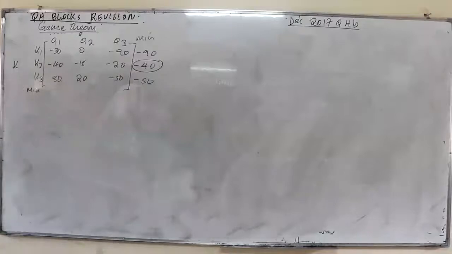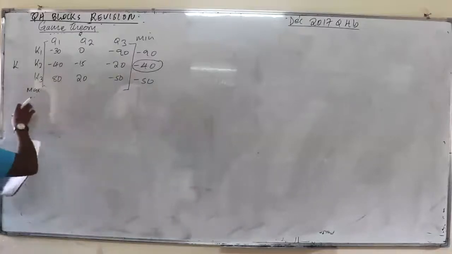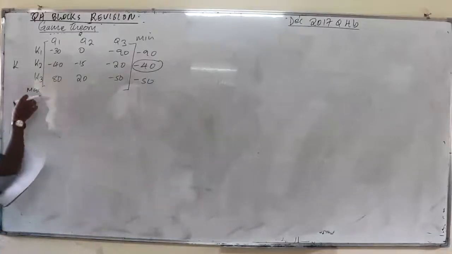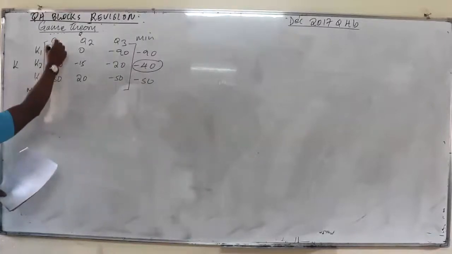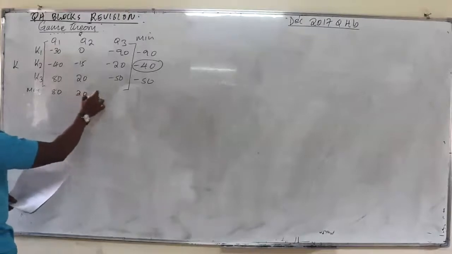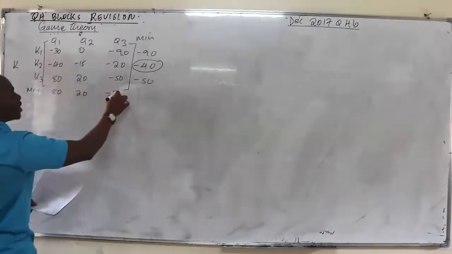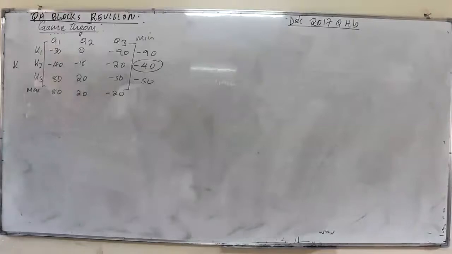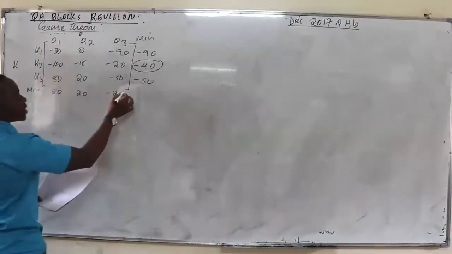We do the same for player Q, but player Q adopts the strategy of minimax. So you take the maximum, and the maximum here is 80. Here you have 20, and here you have negative 20. Then you choose the minimum, the minimum of the maximum. The minimum is negative 20.